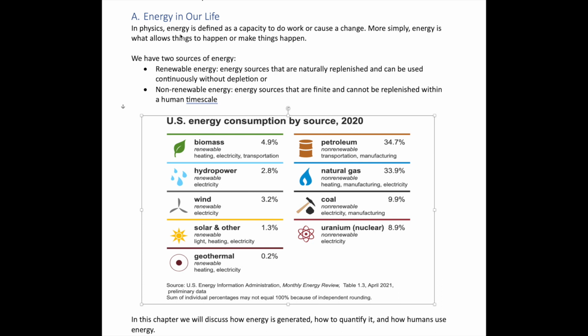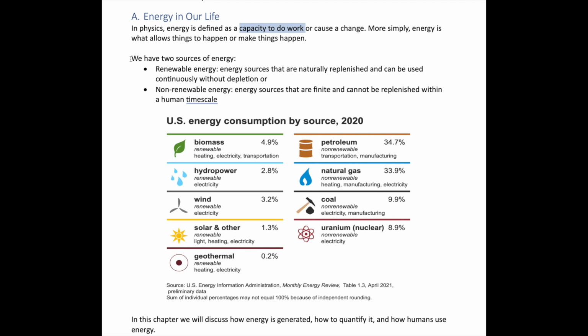First off, we need a little definition. So energy in physics is defined as the capacity to do work or cause a change. Now that might seem a little abstract, so more simply you can think of energy as what allows things to happen or make things happen. So if you want your car to move, you need energy. If you want rain to fall, you need energy. You want a light bulb to turn on, you need energy. So it's really something that causes everything around us to happen. We don't think much about it in detail, but that's the importance of energy.